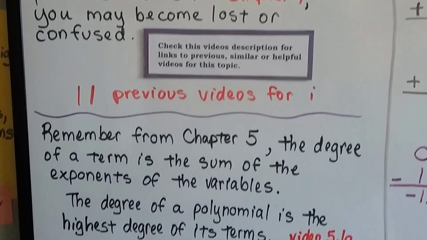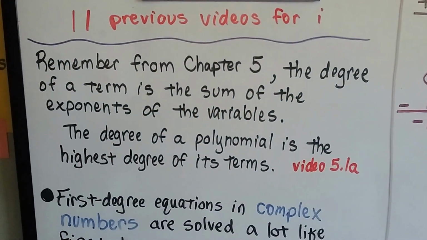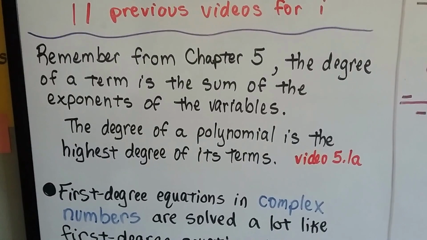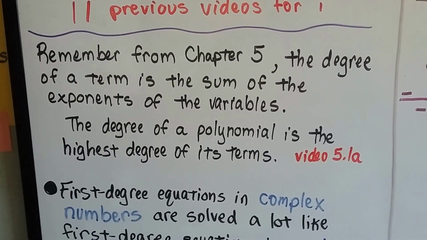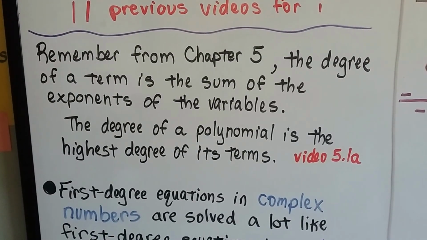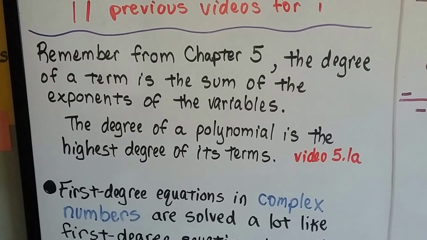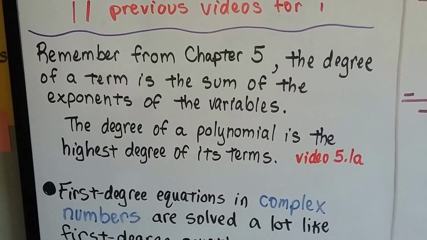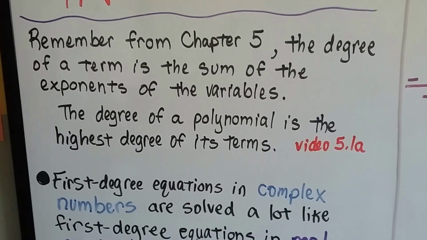them to catch up. So remember from chapter 5, the degree of a term is the sum of the exponents of the variables. And the degree of a polynomial is the highest degree of its terms. That was video 5.1a, and there's a link to that one in here too. Just look in the description.